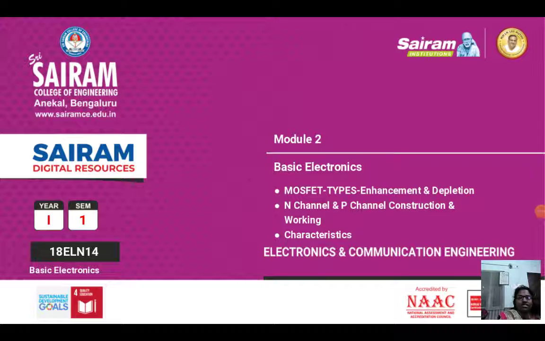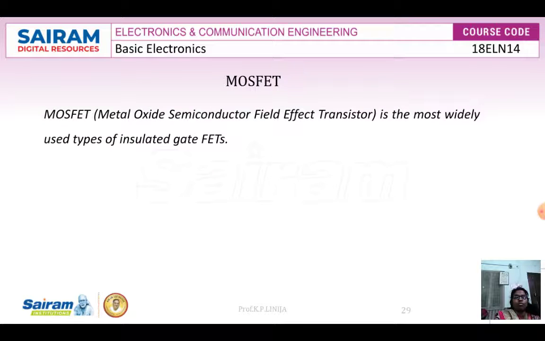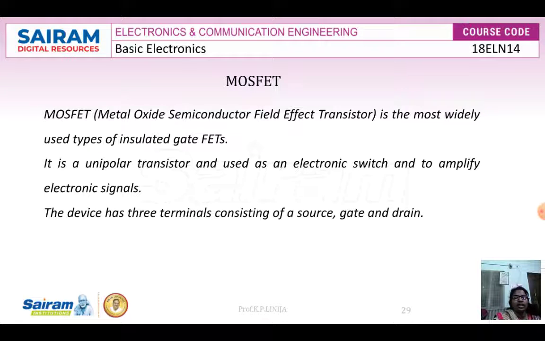Hi, in module 2, today let us discuss the MOSFET types, that is enhancement and depletion, and the construction, working principle, as well as the characteristics. So first let us discuss the metal oxide semiconductor field effect transistor. Why is it called MOSFET? What is the use? We already discussed that MOSFET is a unipolar transistor, and it is used as an electronic switch, and also to amplify electronic signals.